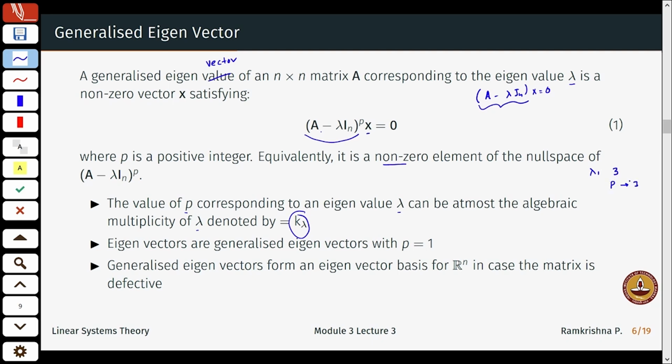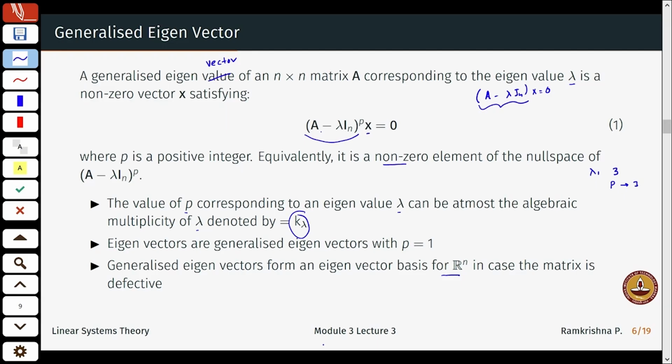Not more, it can never be greater than 3. We possibly will not get more eigenvectors if you do that. And the standard eigenvectors are of course generalized eigenvectors, a special class of it, with p being equal to 1. Now, these generalized eigenvectors will actually form a basis for the entire Rn space in the case when the matrix is defective. When it is not defective, I can just find n independent vectors and this will form the basis for Rn.